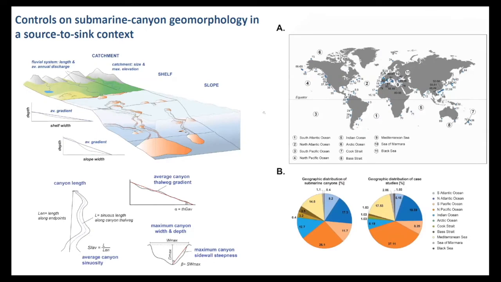So on the other hand, for my submarine canyon studies, I was able to investigate modern canyons. So I have assessed the geomorphology of 295 submarine canyons with present-day expression on the seafloor in context of the associated source-to-sink system and environmental setting. Yeah, and here I also show the overview of the different case studies that I've used.